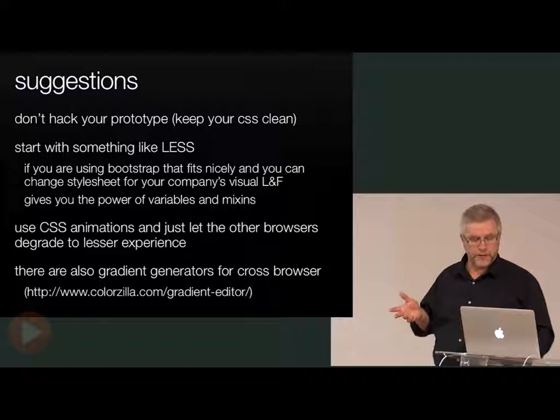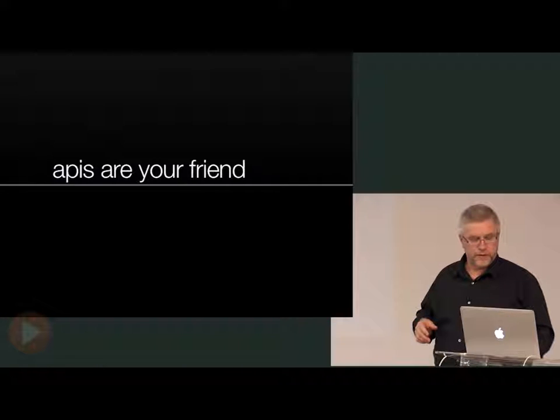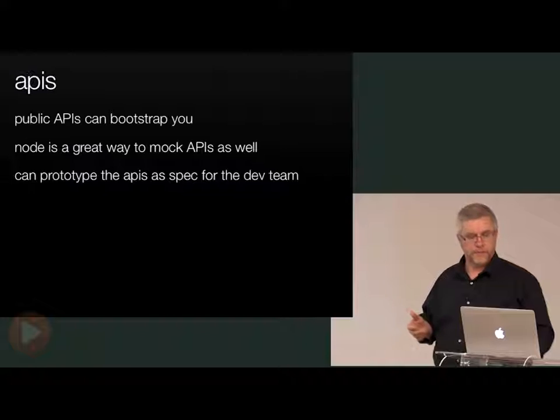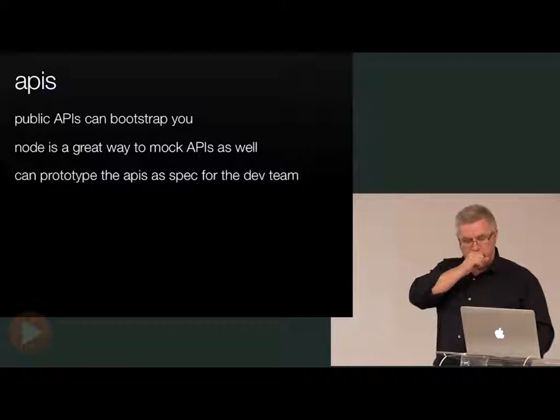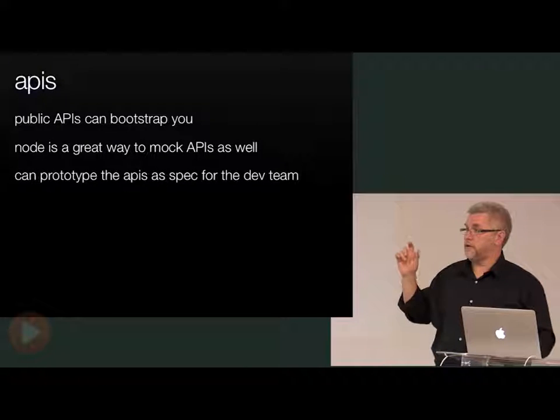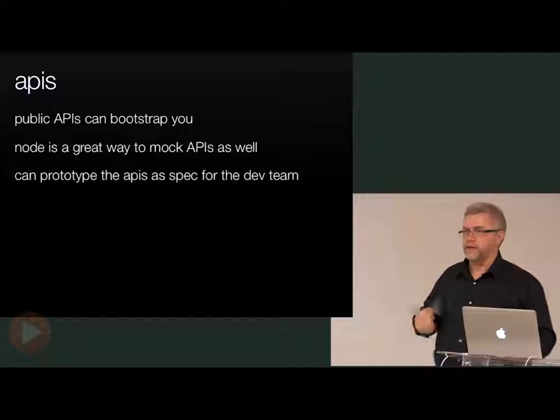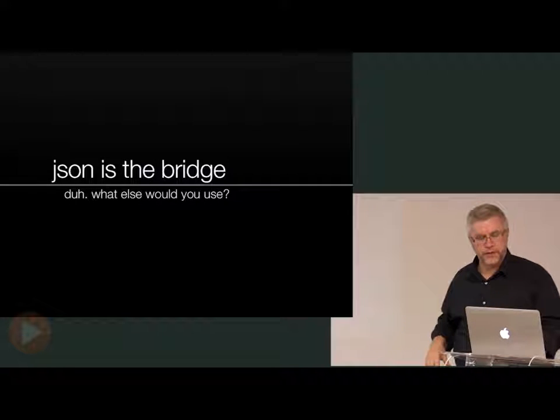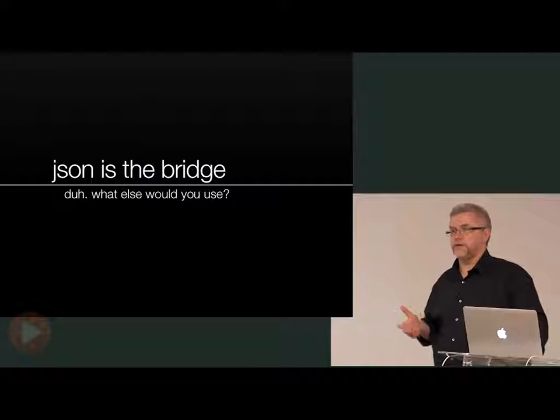There's good gradient generators, stuff like that. Of course, these are obvious. APIs are your friend. Grab some public APIs, mock the data up. Use Node, create quick modules to interface with back-end wacky systems, and it gives you access to that and gives JSON back. Nice way to do it. Of course, JSON, right?